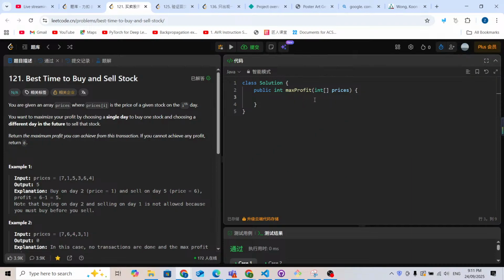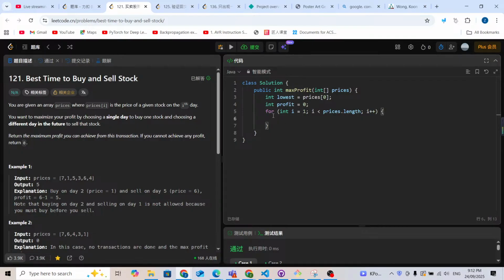Let me define the lowest number. It's going to be prices[0], defined from the beginning. Let me also define a profit, which is 0. This means if we don't find any profit, we return 0. Now we just need to loop through the array, starting from the second number: i starts from 1, i less than prices.length, i plus plus.